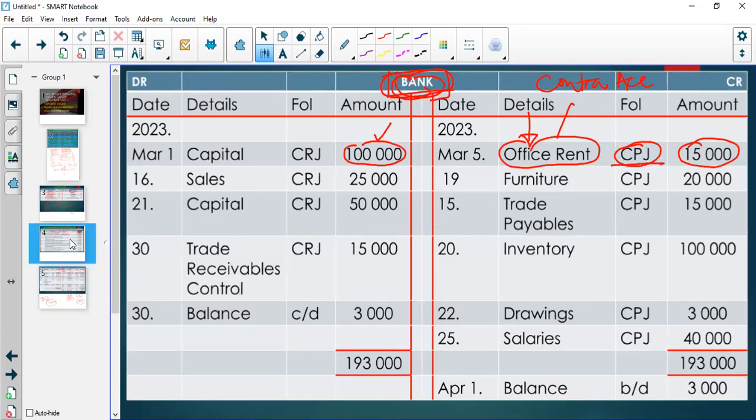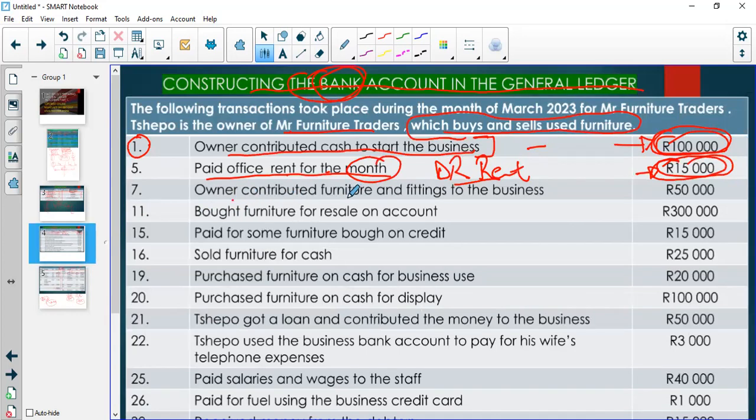All right. Then we go again. Then the owner contributed furniture and fittings to the business. But this has nothing to do with the bank account. So if you look, what effect did this have on the bank account? Nothing. So because it's not about the bank account, we're going to ignore it. However, just for our enrichment, we would debit furniture, because it's an asset that is increased. And the owner, because it's a contribution by the owner, is going to be capital, which is also credited. So we bought furniture on the 11th for resale on account.